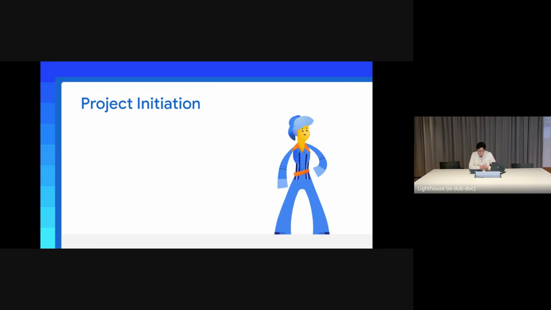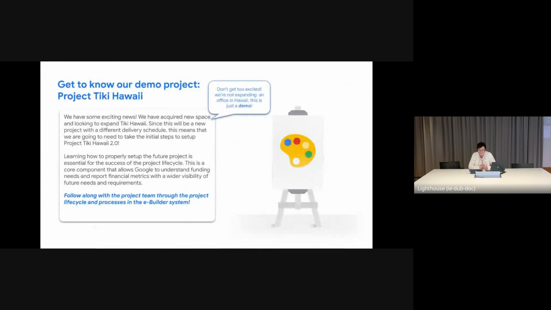So now that we have covered off the demo session logistics, let's learn more about the project initiation process. For the purpose of the demo sessions, we'll be creating an ad hoc demo project, Project Tiki Hawaii 2.0. Don't get too excited. Unfortunately, we're still not building an office in Hawaii, and this is just for demo purposes.